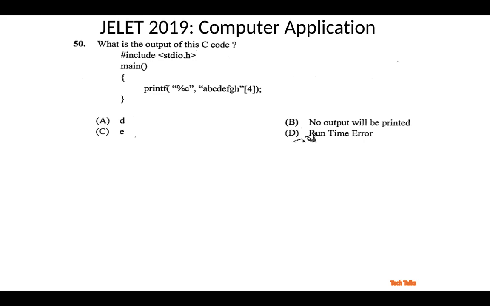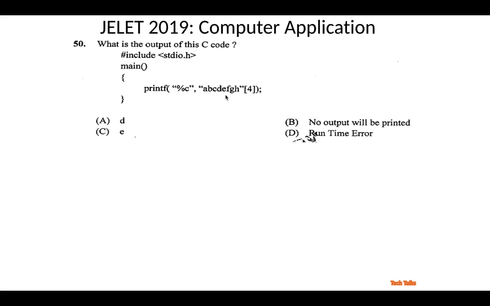Now what is the output of this C code? In the C code, printf a %c, this "abcdefgh", then index 4. So normally you would say runtime error or no output will be printed. But no, look carefully. This inside double quotes, abcdefgh, is basically a character array in C. And when you are giving 4, a character array in C is indexed to start from 0. So this first is 0, then 1, 2, 3, 4, E should be printed.